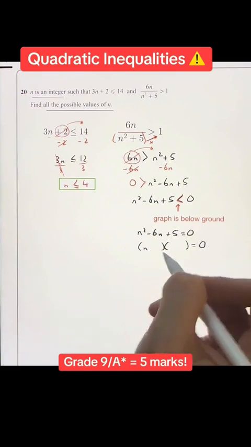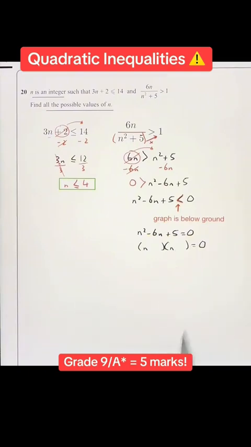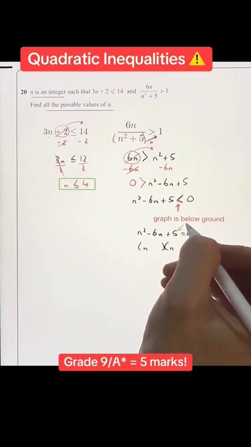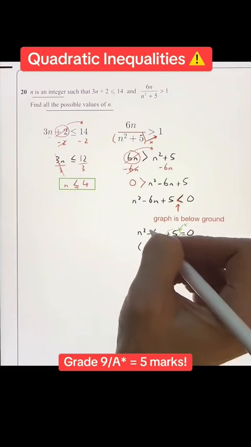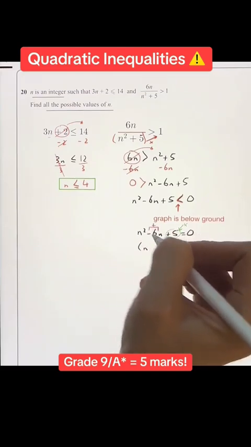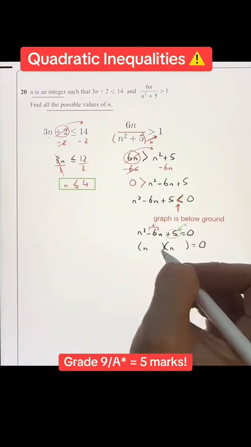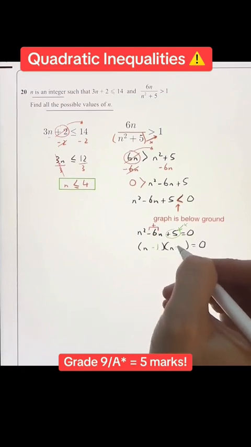As the quadratic starts n squared, each bracket starts with a single n. I want to find 2 numbers that multiply to give us the number term, in this case positive 5, and the same 2 numbers must still add to give us the number in front of the single letter, which in this case is negative 6. In this case, my 2 numbers are negative 1 and negative 5.